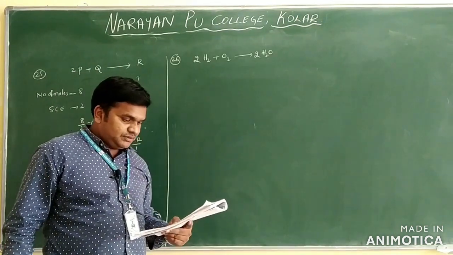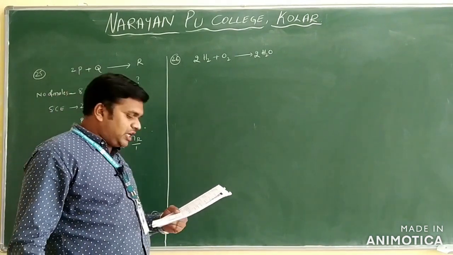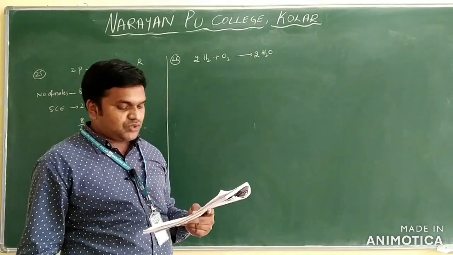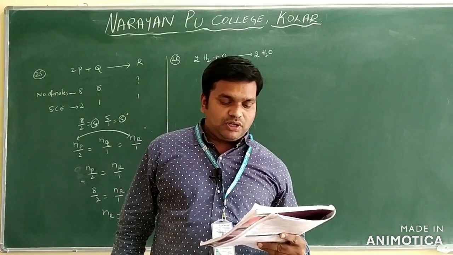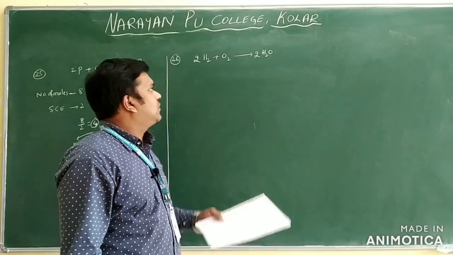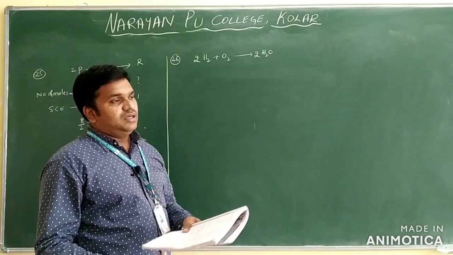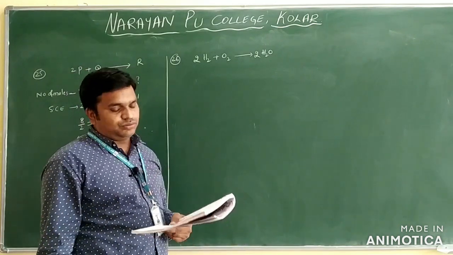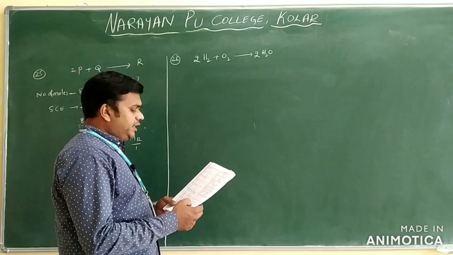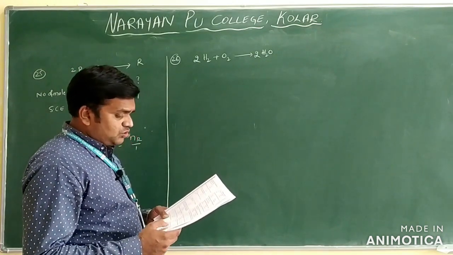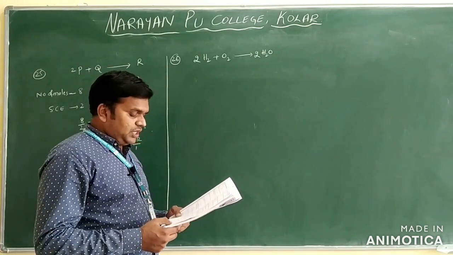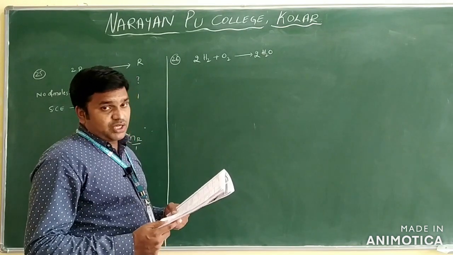We have question 26. 4 grams of hydrogen ignited with 4 grams of oxygen. The amount of water formed in this reaction. I already wrote the balanced equation for this: ignition of H2 with O2, you will get water. Here they did not give the number of moles. They gave the weight of hydrogen as 4 and the weight of oxygen is also 4.